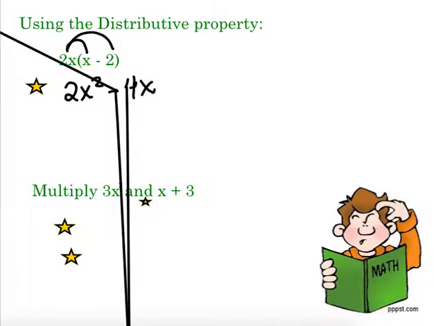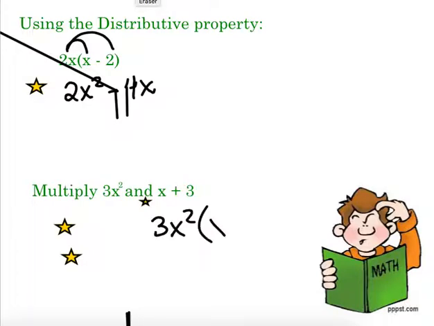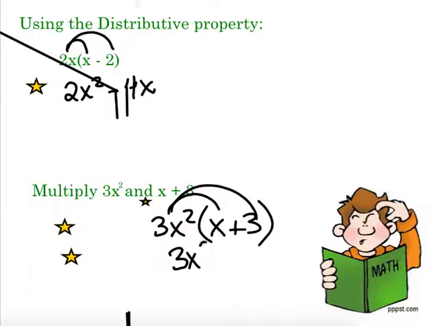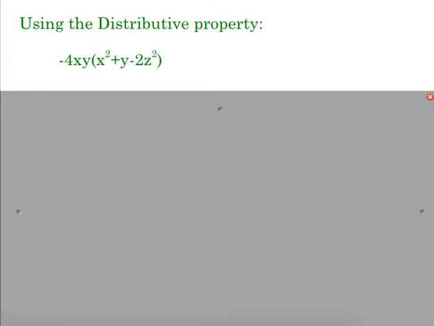And then on the second one, let me erase this really quick. We're going to be doing 3x squared times x plus 3. So 3x squared times x plus 3. And in this case, we're going to multiply out and get 3x cubed plus 9x squared. So distribution, we're going to multiply.